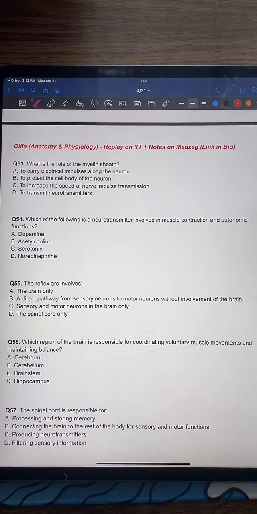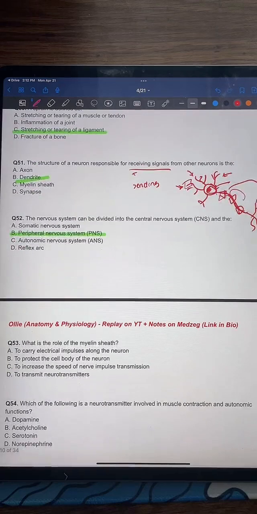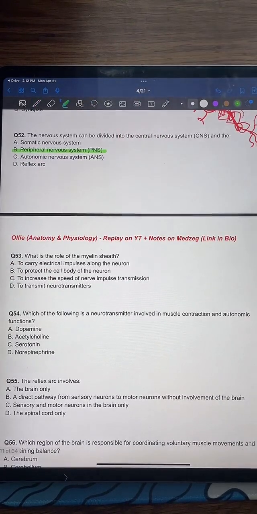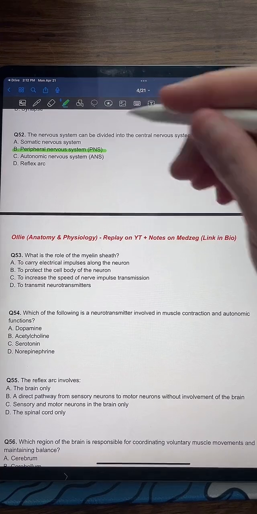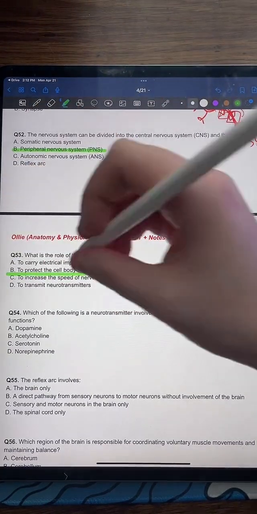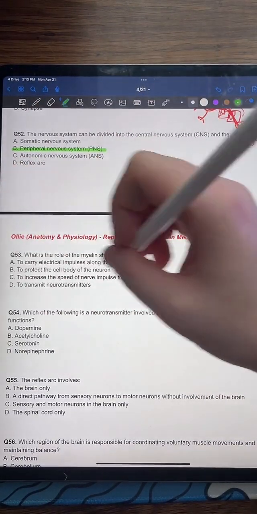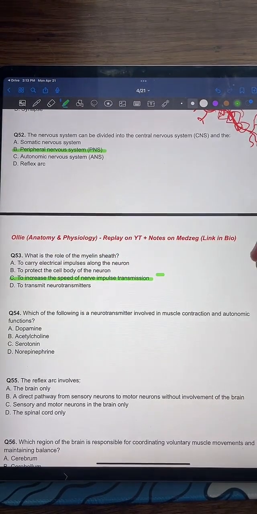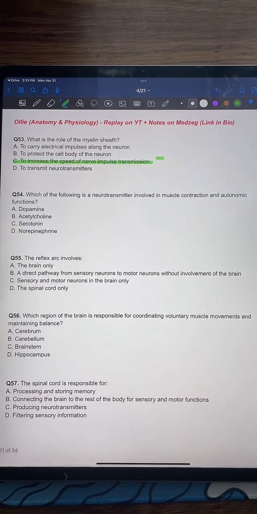53, what is the role of the myelin sheath? We kind of just answered that when we looked at the structure of the neuron. We receive it, and then we integrate it in the cell body. Receive: dendrite. Integrate: cell body or soma. Then along the axon, we transmit it. The myelin sheath along the axon is what is going to speed up that process, which is answer choice C. We're going to increase the speed of nerve impulse transmission.